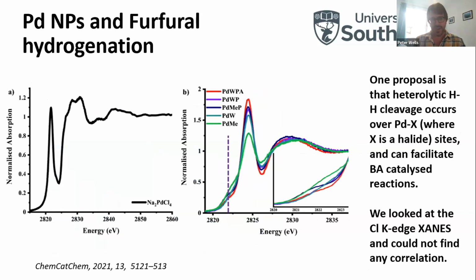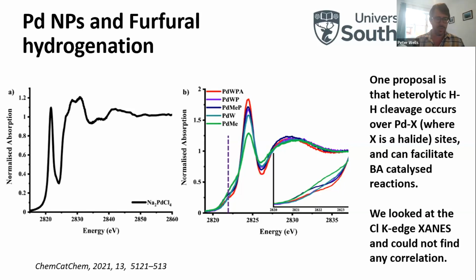So we found a paper at the time which suggested that you could get Brønsted acid catalysis via heterolytic hydrogen-hydrogen cleavage over palladium halide interactions. So we took George's samples to the BM28 beamline, that's the UK's beamline at the ESRF in Grenoble, and we looked at the chlorine K edge. And here we have a collection of Zane's data.